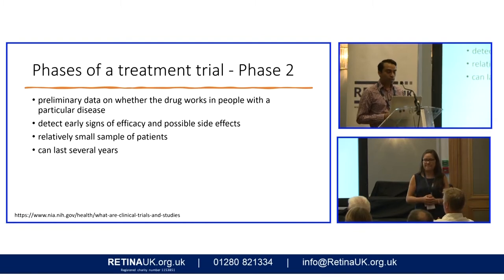Phase two trials aim to provide additional preliminary data on whether or not a particular treatment works in those participants with a specific disease. It can also help to detect early signs of whether the treatment is working or not and what the possible side effects of that treatment might be. Again, phase two trials are also usually conducted in small groups of participants, and these trials can last up to several years.